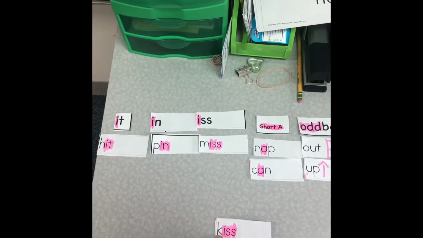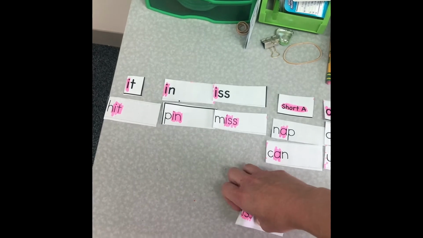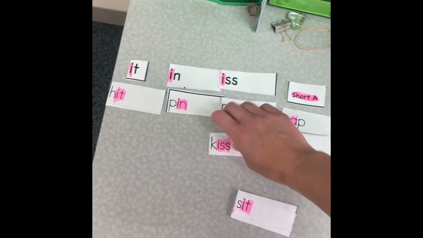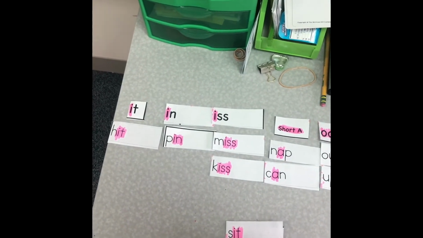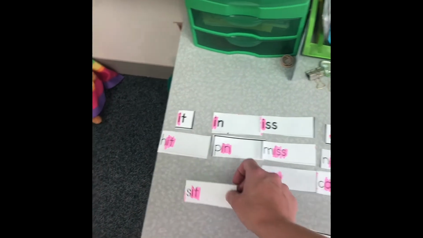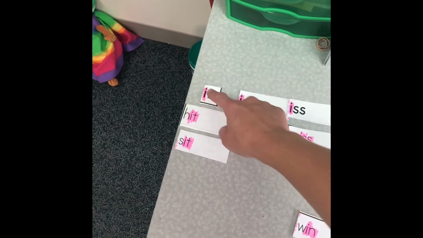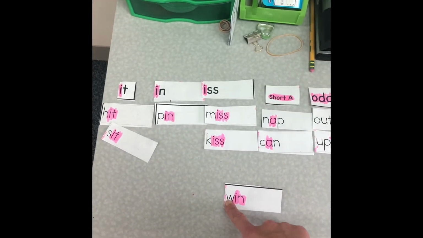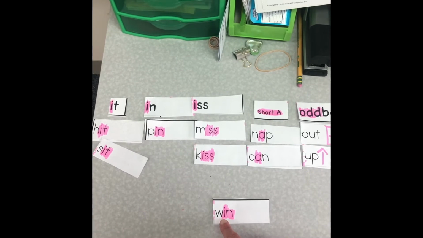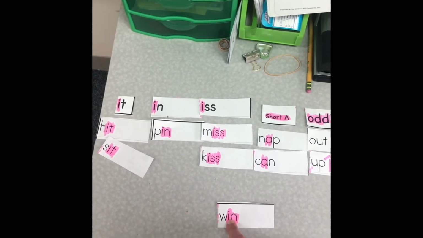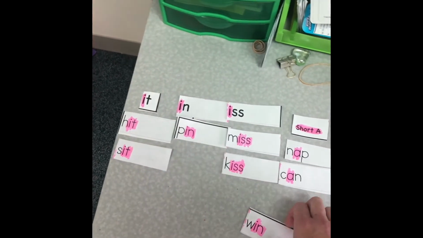Make the first sound, is, kiss. Kiss goes under my is family. Be good listeners. It, sit. Sit has it in it, just like hit. So I will place it under the it heading. Sit. In. Win. Win has in. I will place win under the in heading right underneath the word pin.